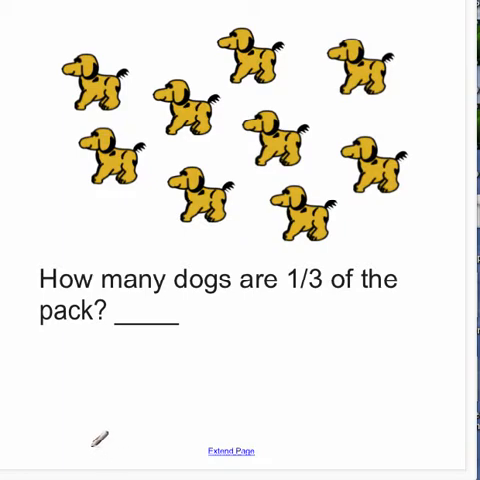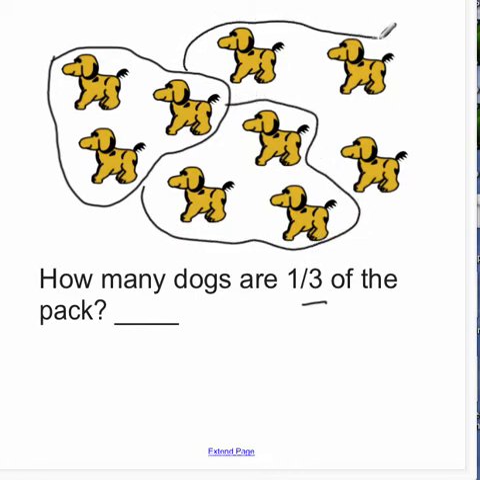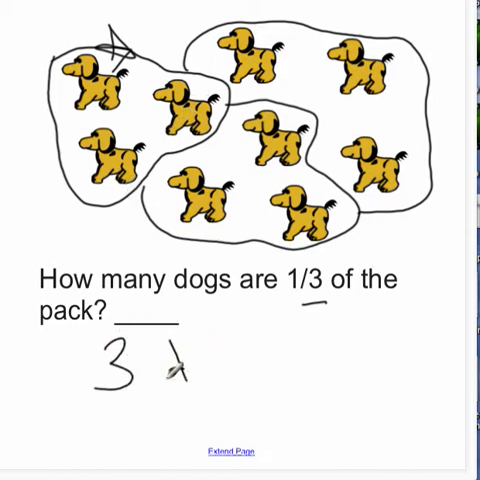Next one, how many dogs are 1/3 of the pack? Here's the pack. This time I want to look at my bottom number. It's a 3, so that means I need to make 3 equal groups. Here we go. I'm just going to look at them. We'll put those dogs in a group. Here's some dogs in a group. And here's some dogs in a group. Now I have 1, 2, 3 equal groups. I'm going to look at the top number. It tells me I'm counting the dogs in one of the groups right here. There are 1, 2, 3. So how many dogs are 1/3 of the pack? The answer would be 3 dogs.